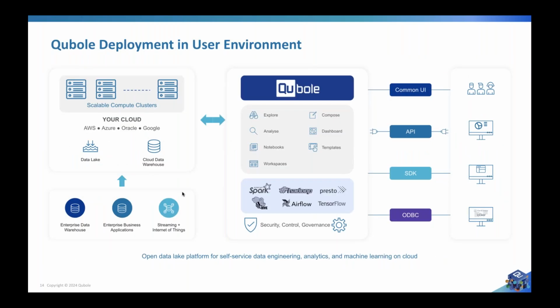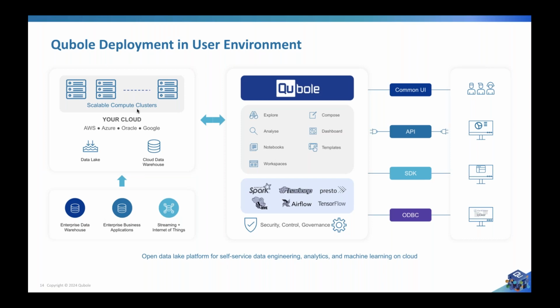And this is an architecture of Qubole. As I said in the previous slides, there is a Qubole control plane, a Qubole data plane, and a consumption layer. This is the Qubole control plane where you have all these tools for you. You have Apache Spark, Hadoop, Presto, Hive, Airflow, and TensorFlow. These are the various engines that are available to you. And these are the various tools: explore, analyze, notebooks, compose, dashboard, and templates, which are available based on the personas, so users can use the tool that is required by them.